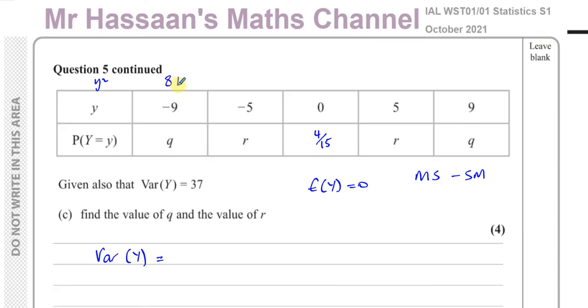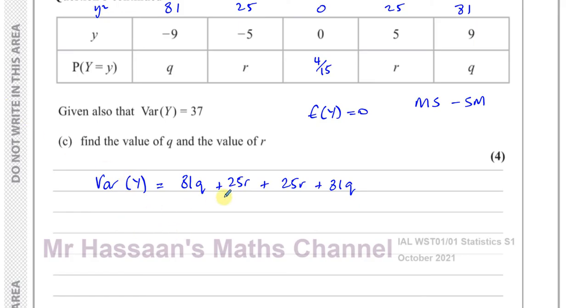So this is going to give you 81 and 25 and 0 and 25 and 81, and multiplying those by the expected values. So I'll have 81 times Q plus 25 times R plus 0 times 4 over 15 plus 25 times R again plus 81 times Q again, and we know that that's going to equal 37. So I can say that's 162Q plus 50R is equal to 37. So that's one equation that I formed from this information.